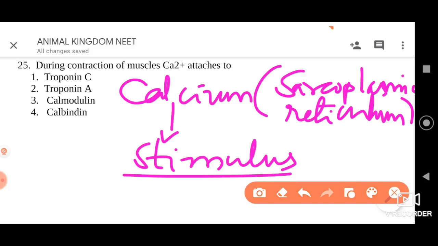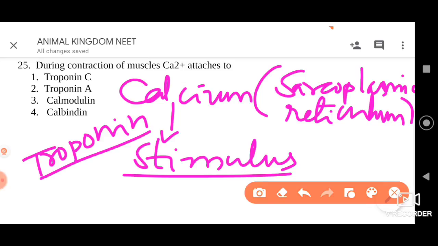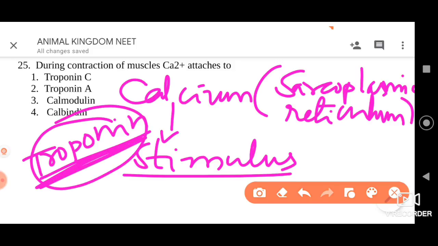When there is a stimulus, calcium is released from the sarcoplasmic reticulum, and after its release it binds to troponin, one of the proteins. When calcium binds to it, the troponin's shape will be changed, and tropomyosin will be removed from the binding sites. When troponin binds calcium, tropomyosin is removed from the binding sites.